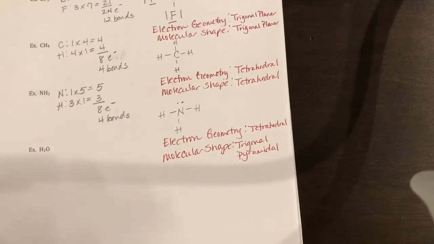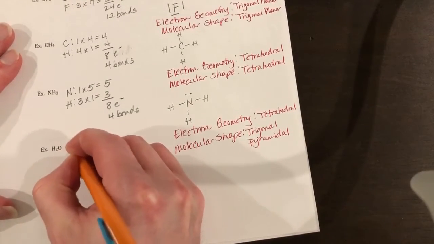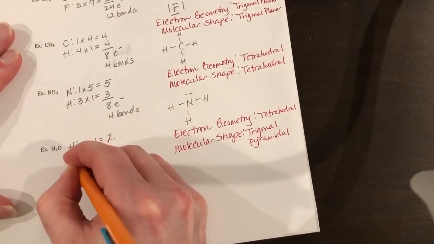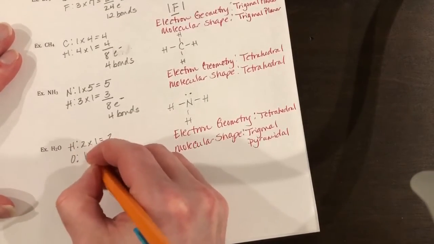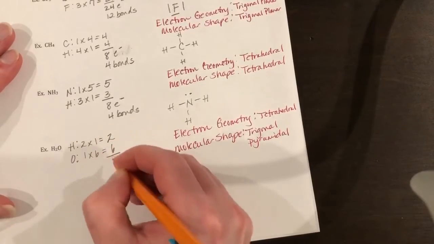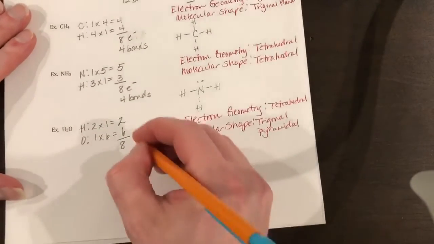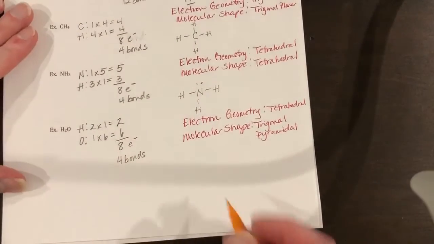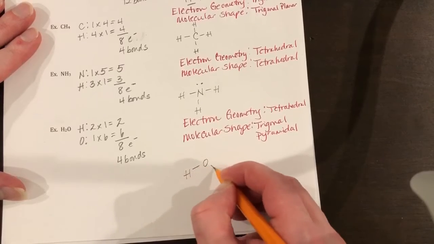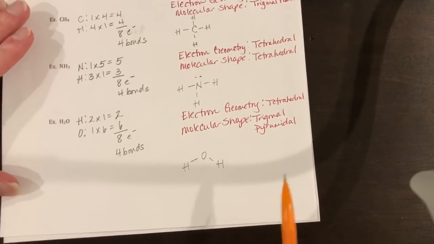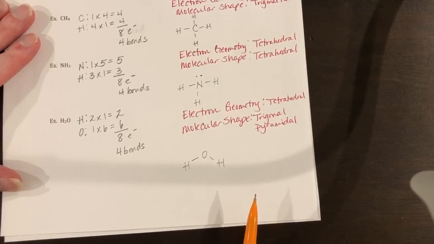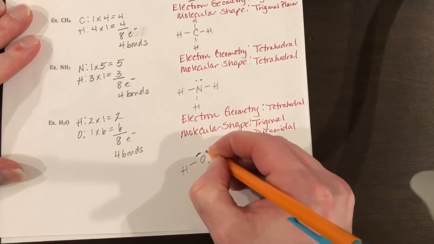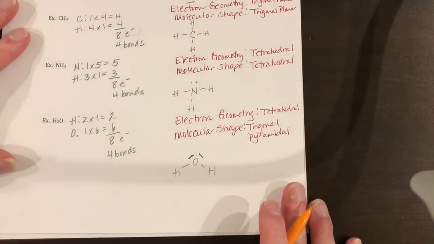Okay, last one we're going to do is water, H2O. So hydrogen, you have 2, and it's in group 1. Oxygen, you have 1, it's in group 6. You get 8 electrons. We should have 4 bonds total. Now, water is going to look like this. Okay, so you have to have 6 electrons on oxygen, and so oxygen's in group 6, so it's usually going to have 2 lone pairs of electrons like that.